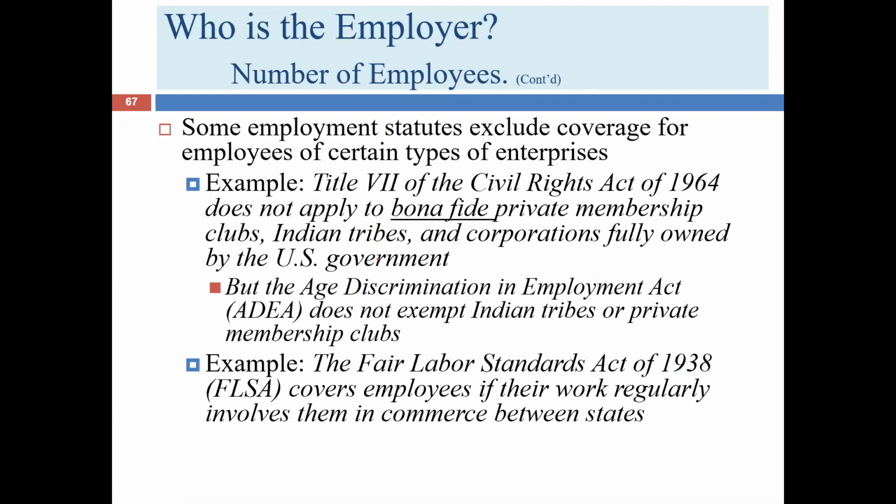But you can see it includes two of the three protections. It does not exclude Indian tribes, and it does not exclude private membership clubs. So an Indian tribe can't discriminate against people based upon their age, even though they can prefer, for example, Native Americans as employees. But let's say there's a Native American who is 50 and a Native American who is 30. Well, the Indian tribe can't prefer the Native American who is 30 simply because he happens to be younger than the Native American who's 50.